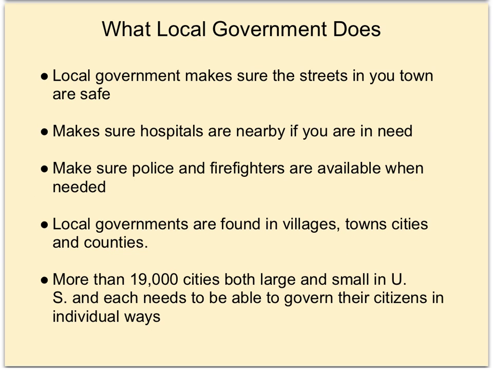What local government does. Local government makes sure the streets in your town are safe. They make sure your hospitals are nearby if you are in need, and make sure police and firefighters are available when needed. Local governments are found in villages, towns, cities, and counties. There are more than 19,000 cities, both large and small, in the United States, and each needs to be able to govern their citizens in individual ways.